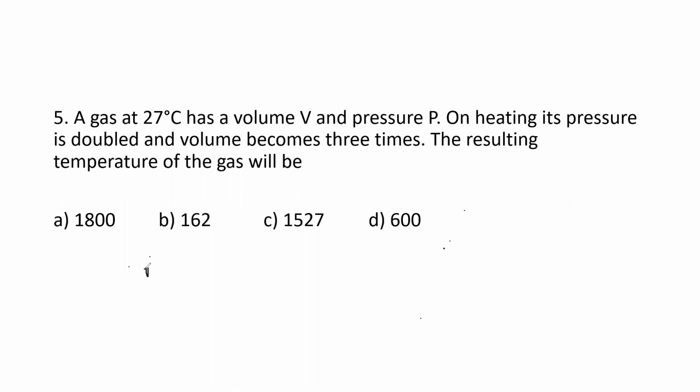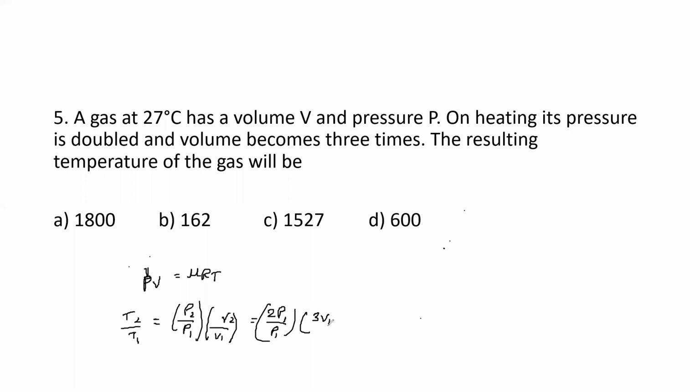From the ideal gas equation, we have PV is equal to mu RT. Therefore, T2 divided by T1 is equal to P2 divided by P1 into V2 divided by V1. The pressure is increased to 2 times, so it is 2P1 divided by P1, and the volume is increased 3 times, therefore it becomes 3V1 divided by V1. So this is equal to 6.